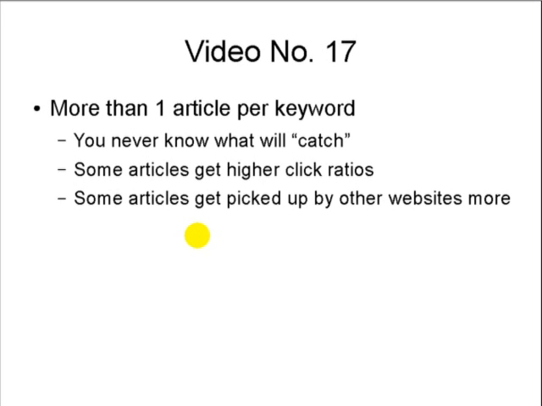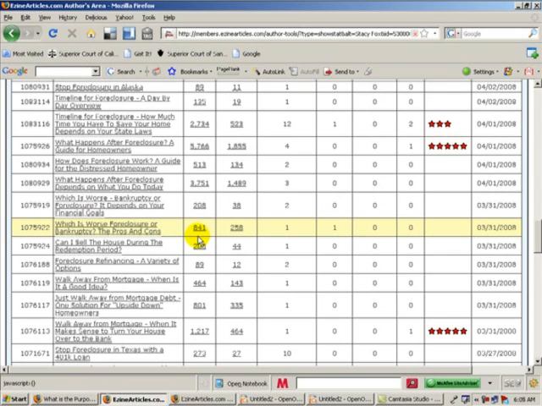Next, I want to talk about having more than 1 article per keyword. And this is because you never know what will catch. Some articles will get more views, some of them will get higher click ratios, and others will get picked up by other websites more. And I want to show you an example of this.